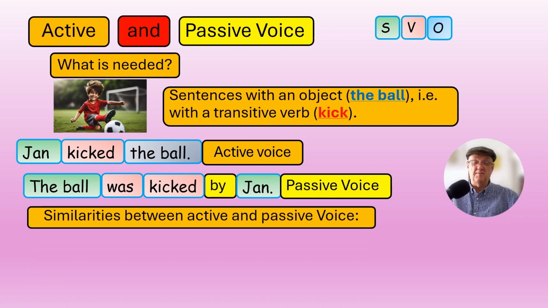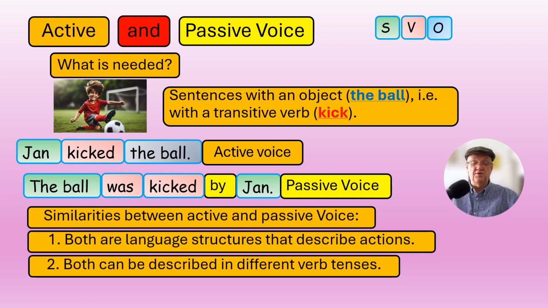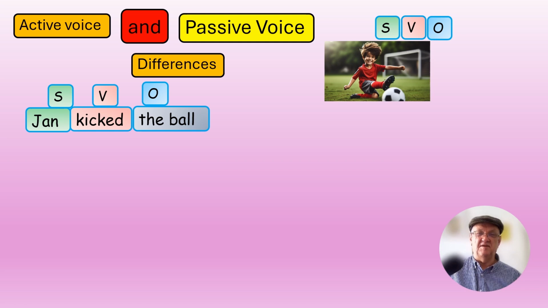So what can I say about the similarities between the active and the passive voice? 1. Both are language structures that describe actions. 2. Both can be described in different verb tenses. We continue with the differences between active voice and passive voice.